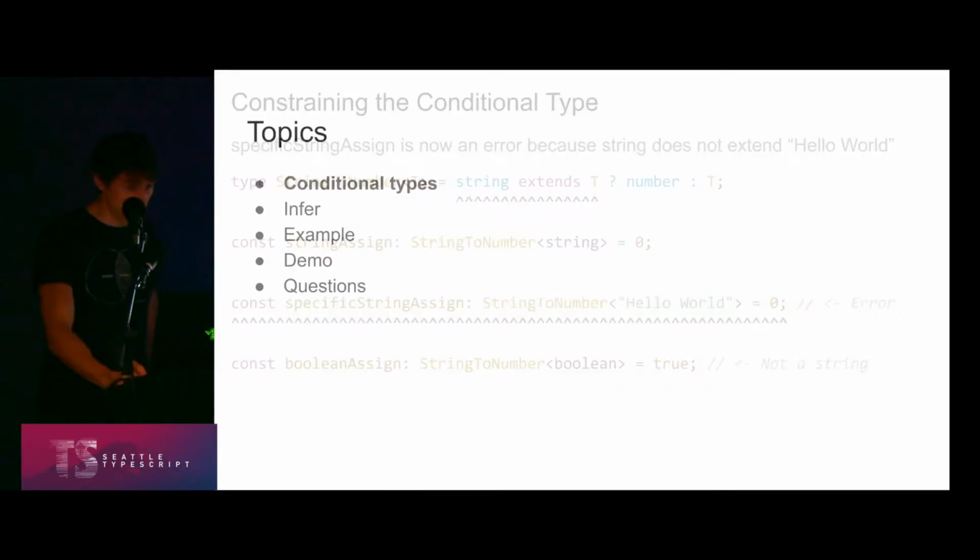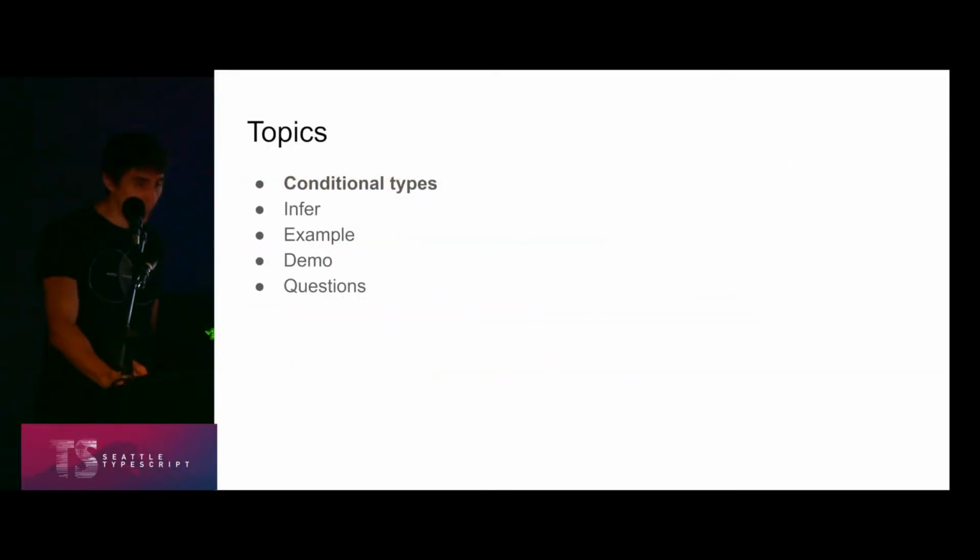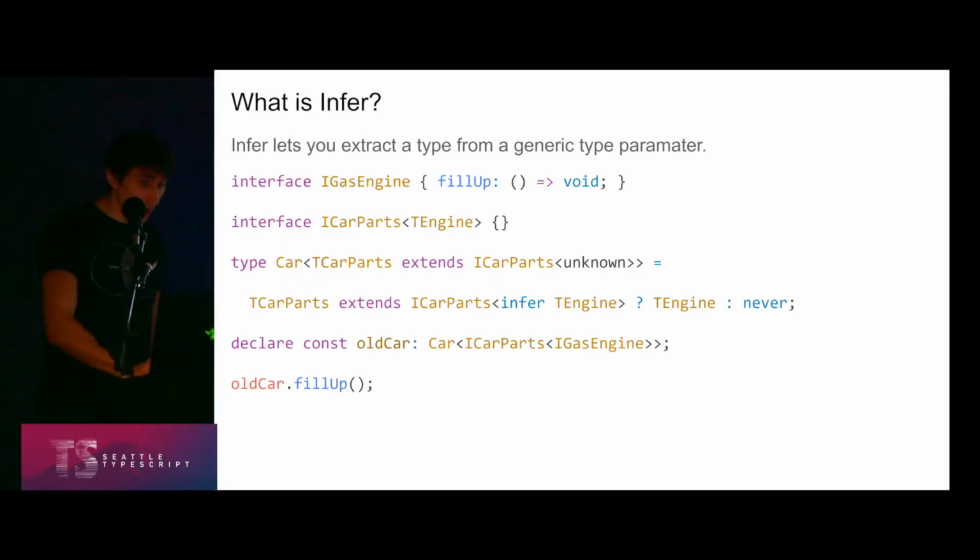All right, so that's it for conditional types. We'll build on that with another feature called Infer, which was released at the same time, I believe. So our infer in this example is right here. It lets you extract a type from a type parameter, which is generic.